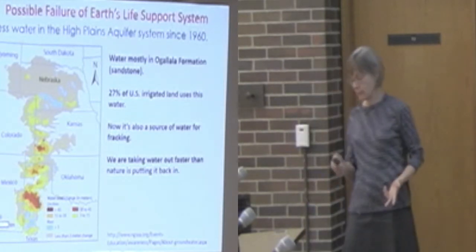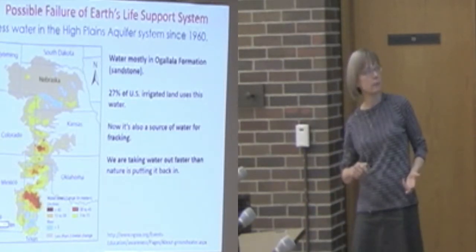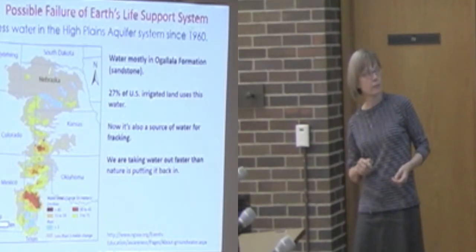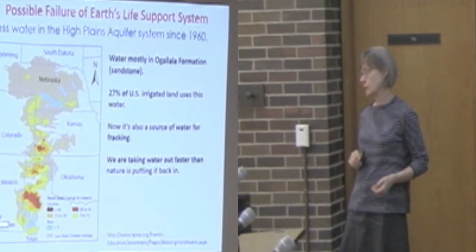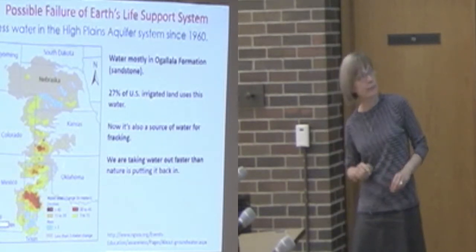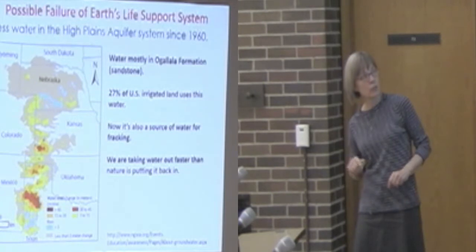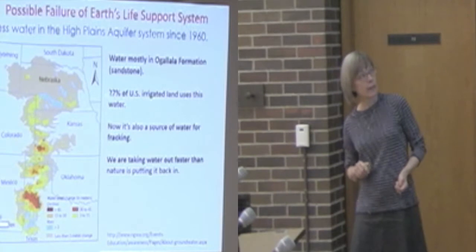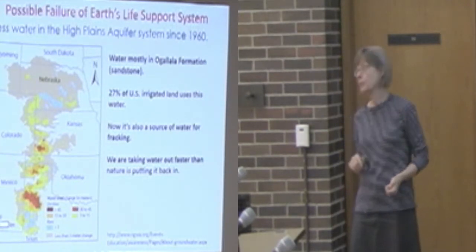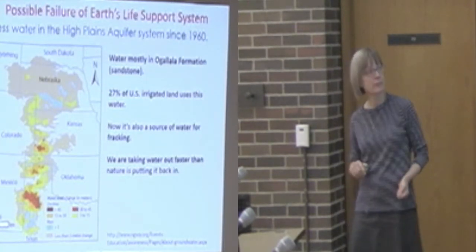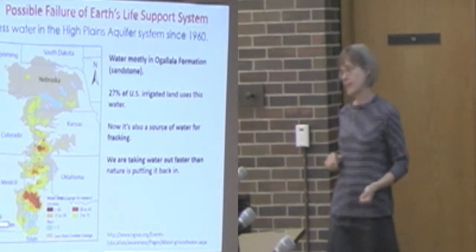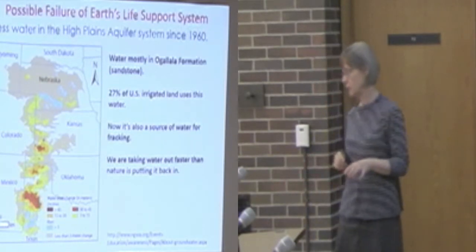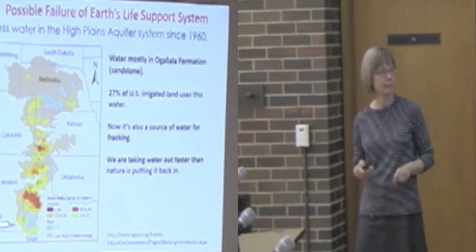And in the central part of the U.S., there's what we call an aquifer, a big layer of rock, again sandstone, that holds the water that we use largely for irrigating the breadbasket of the U.S., called the Ogallala Formation. 27% of our agricultural land in the U.S. uses water from this formation. It's also being tapped heavily for fracking purposes, and we're taking the water out much faster than it would go back in naturally. So we're depleting this natural freshwater resource rapidly.